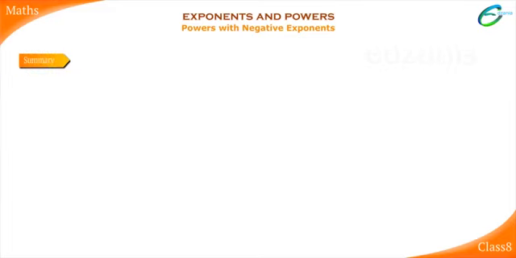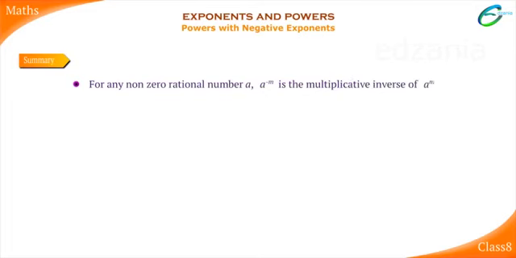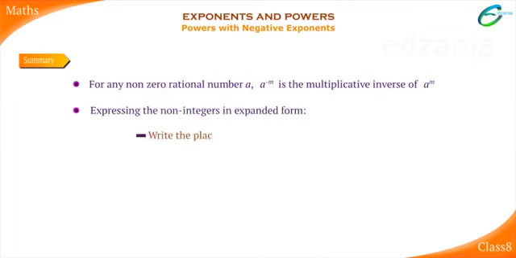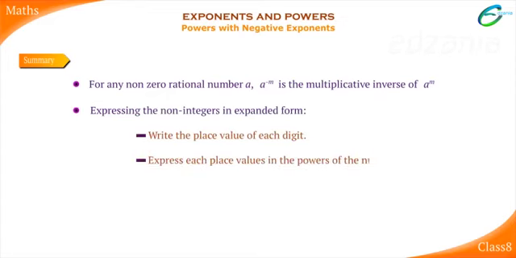Summary. For any non-zero rational number a, a raised to the power minus m is the multiplicative inverse of a raised to the power m. To express a non-integer in expanded form, write the place value of each digit. Express each place value in the power of the number 10.